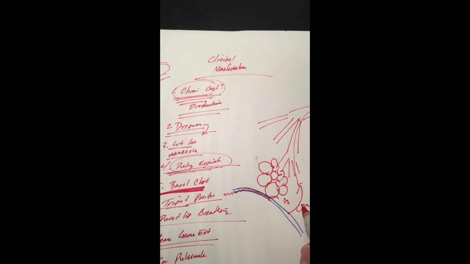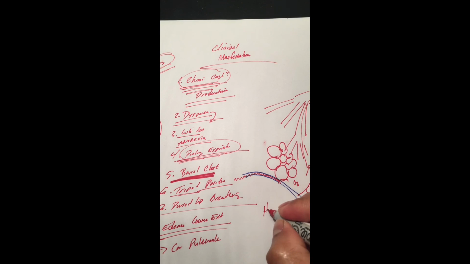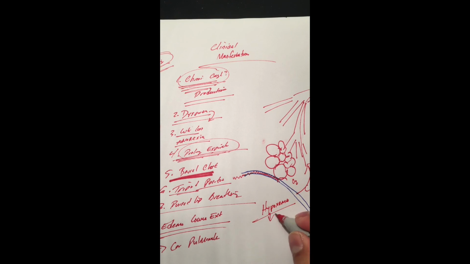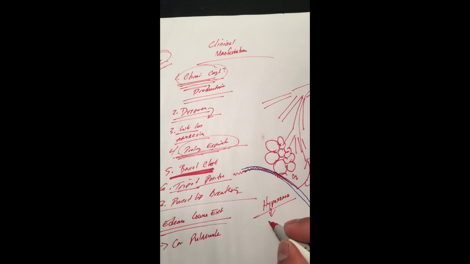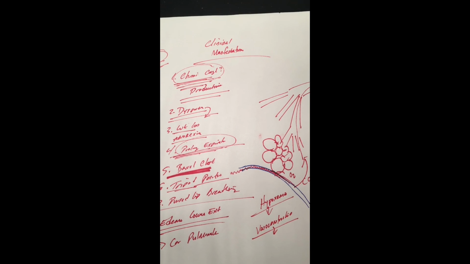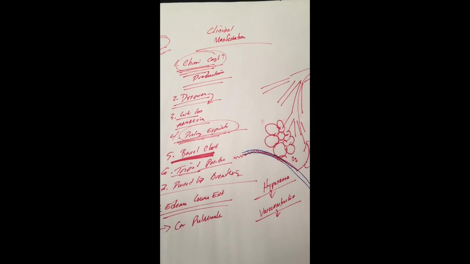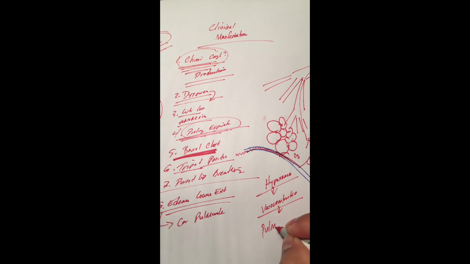Well, in this scenario here, we talked about how you're going to have hypoxemia. Hypoxemia is going to cause these arteries to constrict. Okay, it'll cause vasoconstriction. As a result of this vasoconstriction, you're going to have pulmonary hypertension.